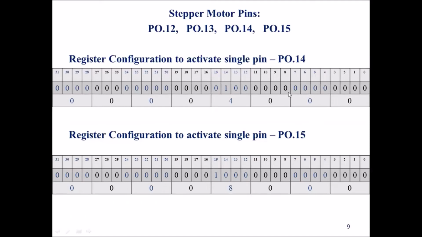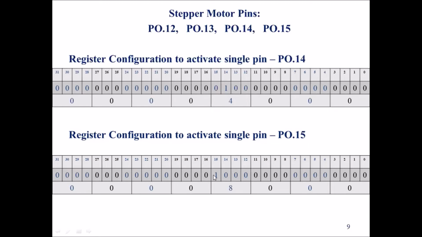The coil C is associated to port 0 pin 14. Here in this register configuration, you can see that under 14 we have written 1, and under all other pins I have written zeros. If you want to convert the binary representation to hexadecimal, the binary number is 0100, which is equal to 4 in hexadecimal. So the final register configuration to activate coil C, or port 0 pin 14, is 40400.